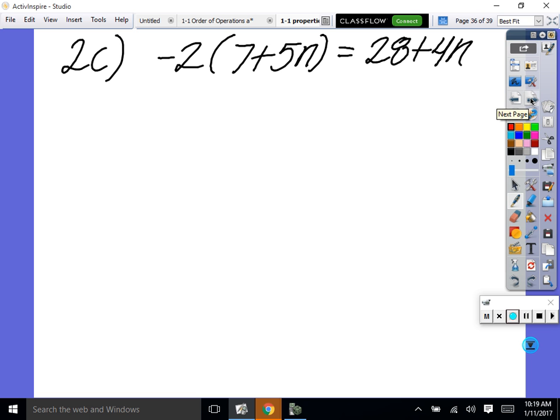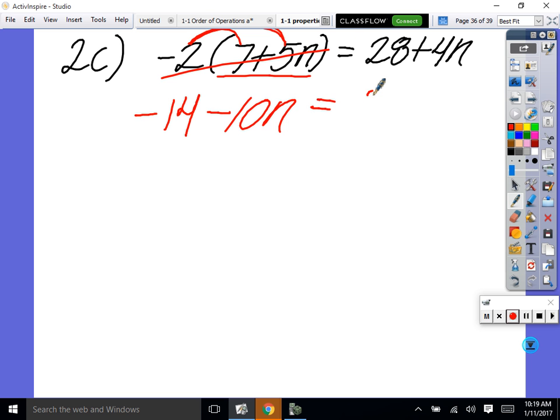All right, so 2c. Let's go through this one. Nothing we can combine in there, so we're going to distribute negative 2 through. Let's go a little bit quicker through this one. Negative 2 times 7 is negative 14. The negative 2 times positive 5n is negative 10n's. We just took care of that side. Is equal to 28 plus 4n. Then once again, focus on this side, combine all like terms. There's nothing to combine.